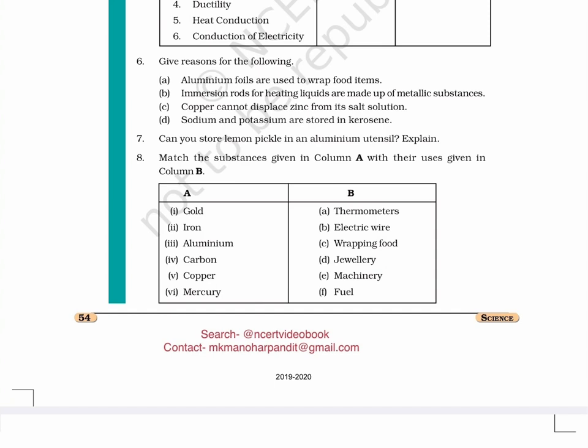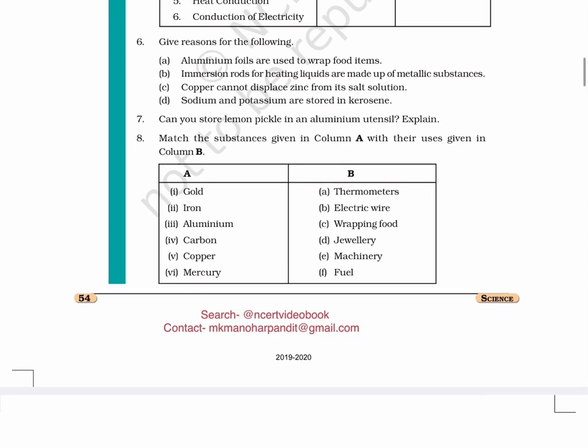Explain. 8. Match the substances given in column A with their uses given in column B. Column A. 1. Gold. 2. Iron. 3. Aluminium. 4. Carbon. 5. Copper. 6. Mercury. Column B. A. Thermometers. B. Electric wire. C. Wrapping food. D. Jewelry. E. Machinery. F. Fuel.